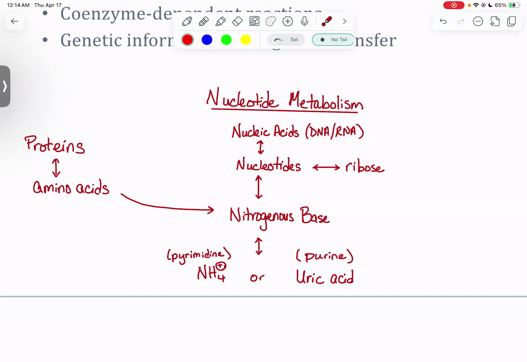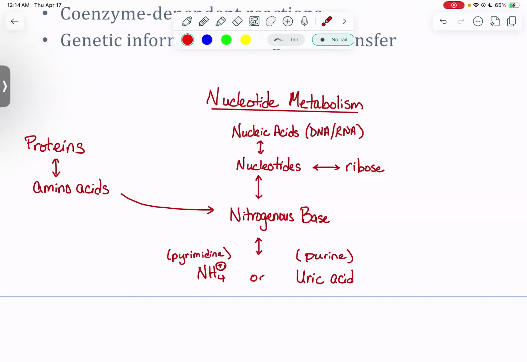And so what do we use to build DNA and RNA? Those are the nucleotides, which are the sugar, base, and the phosphate. Where does the sugar come from? The sugar comes from ribose. Our nitrogenous bases can come from a bunch of different places. They can come from proteins, from amino acids.